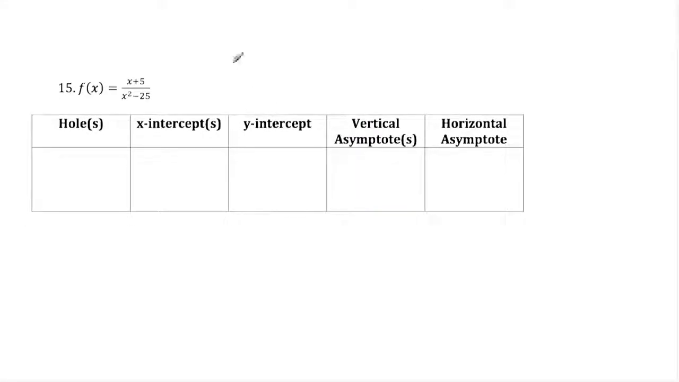For number 15, there is some factoring to do. So first off, I can find the horizontal asymptote by looking at my rules. Because the degree in my denominator is larger than my numerator, I get that a horizontal asymptote is at y equals 0. When that happens, I'm not going to have any x-intercepts. So I'm done with that part. Real quick, I can find my y-intercept right away. I can make x 0. So if I make x 0, I get 5 over negative 25. That's negative 1/5. So negative 1/5 would be my y-intercept.